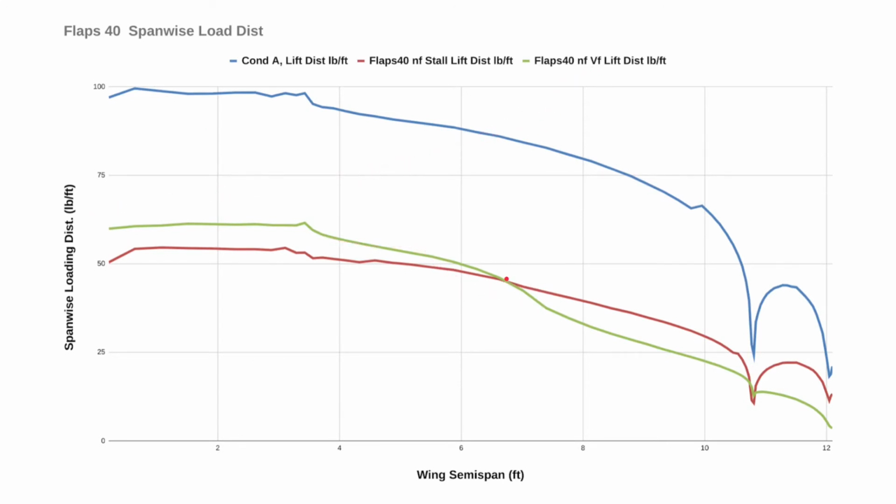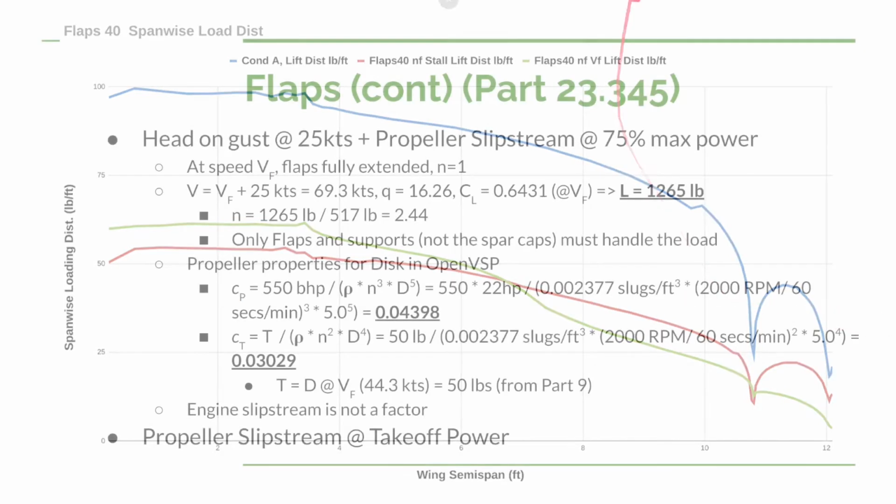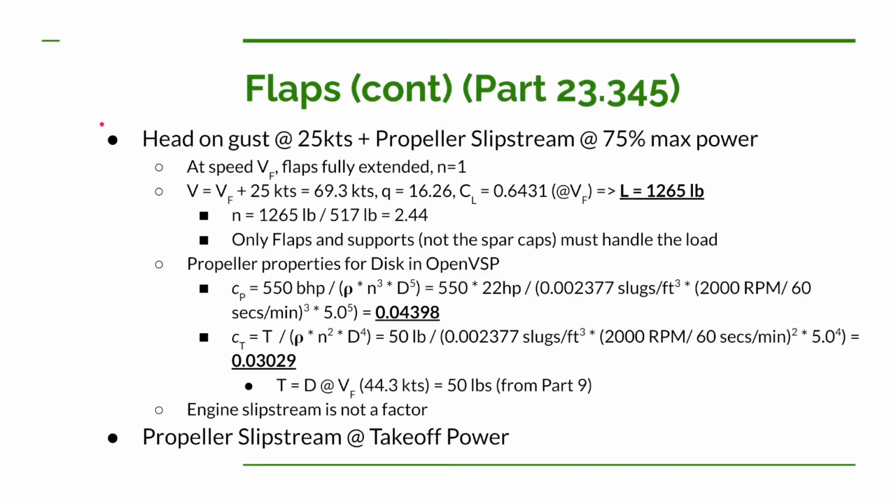Let's continue looking at some of Part 23. There are two more conditions we're going to look at here. Now there's even more we really need to worry about, but for now, in this video, we're only going to talk about two more flap conditions. One is when we have a head-on gust of 25 knots, plus the effects of the propeller slipstream when we're at 75% of our maximum power. The other one is the slipstream by itself when we're at full takeoff power.